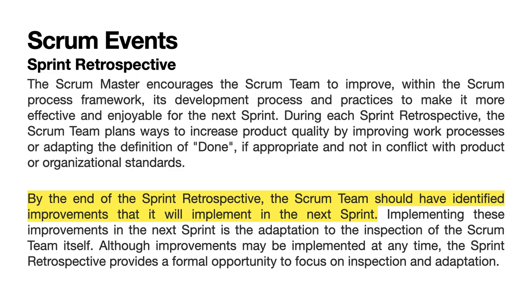During each sprint retrospective, the Scrum team plans ways to increase product quality by improving work processes or adapting the definition of done, if appropriate and not in conflict with product or organizational standards. By the end of the sprint retrospective, the Scrum team should have identified improvements that it will implement in the next sprint. Implementing these improvements in the next sprint is the adaptation to the inspection of the Scrum team itself. Although improvements may be implemented at any time, the sprint retrospective provides a formal opportunity to focus on inspection and adaptation.